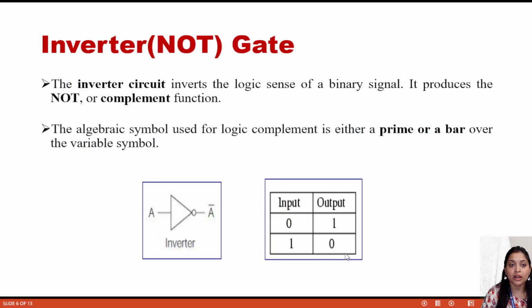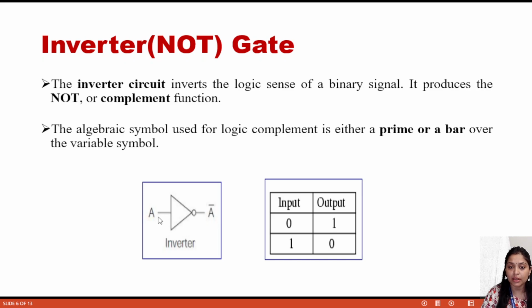Now coming to the inverter, or NOT gate. Usually we use the term NOT gate, and it is actually the inverter. This is the symbolic representation of the inverter. Input is A and output is A bar. There is a small circle in the symbol, the NOT symbol. It is the complement of the input. So A and A bar, where the bar represents the complemented form.